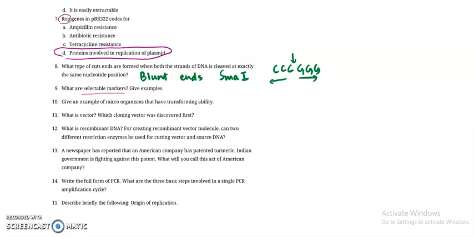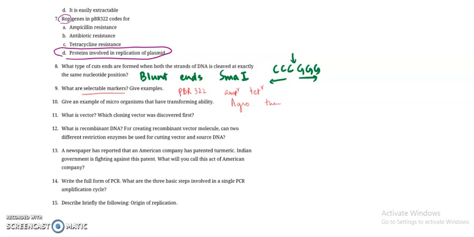Selectable markers are the antibiotic resistant genes, which are quite helpful in the transformation process because they will help us in separating the recombinants from the non-recombinants, transformants from the non-transformants. You can give an example of pBR322, which is a widely used vector. It has two selectable markers, ampicillin resistant gene and tetracycline resistant gene. Okay. Give an example of microorganisms that have transforming ability. So Agrobacterium tumefaciens is the answer to it.